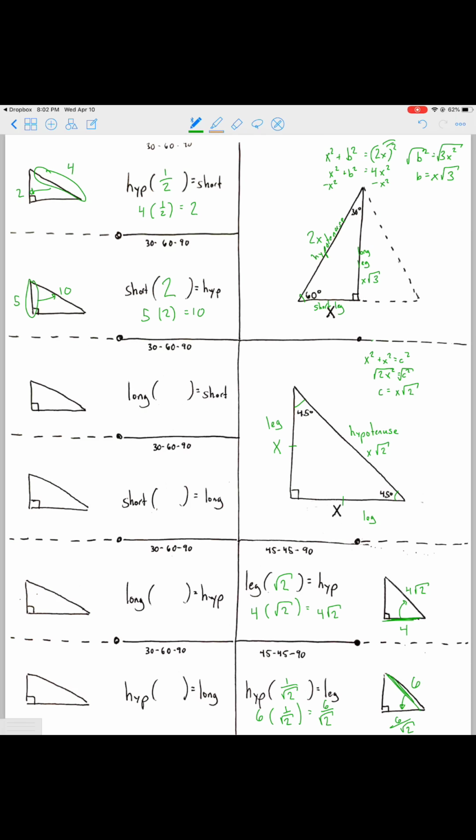The other setups are a little bit more complicated. We said the long leg is x times the square root of 3. The short leg is x. So to go from the long to the short, we have to multiply by 1 over the square root of 3, aka dividing by the square root of 3. So for example here, if the long leg is 7, and we want to find how big the short leg is, we take the 7 and multiply by this fraction to get 7 over the square root of 3.